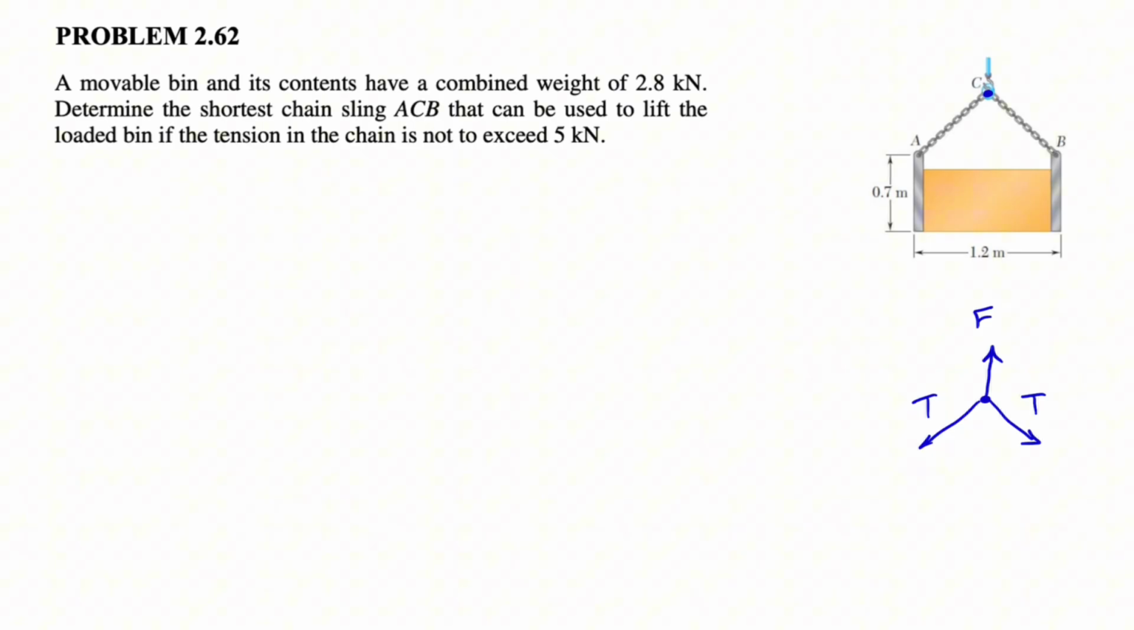But if you look at this, in order to do the equilibrium equations for point C, we need to figure out the force F. The way we're going to find the force F is to look at the whole system. If we draw the free body diagram for the whole system, we basically have this force F and the weight of this load, which is 2.8 kilonewtons.